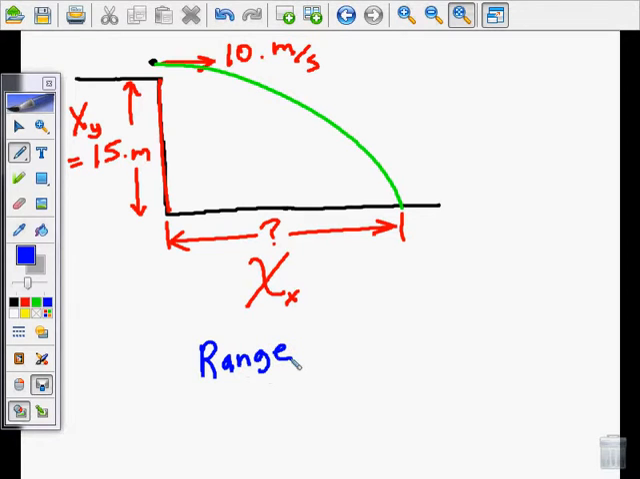Just like when you go to a golf range, you see how far away the ball lands. Not like the range in math class, which is the vertical values.